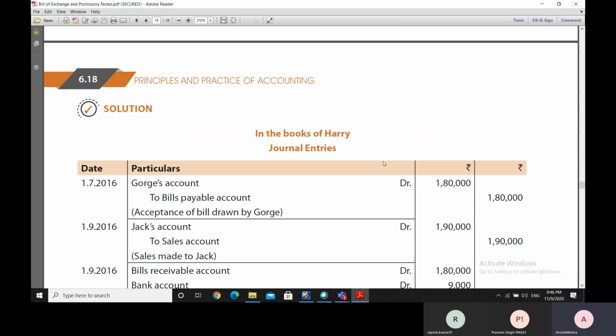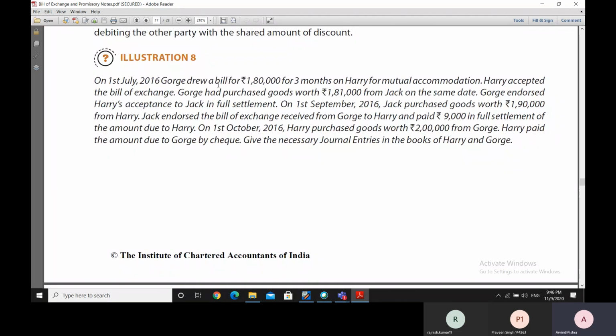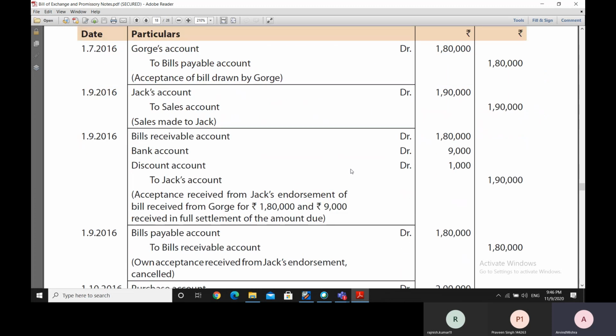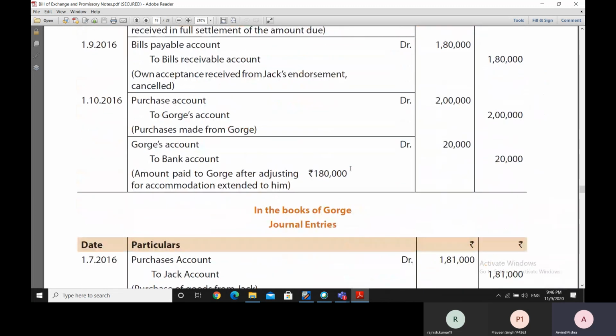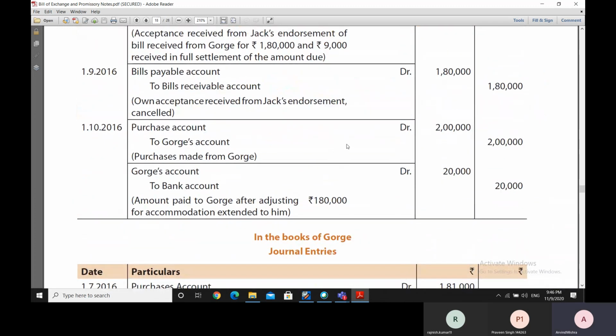As you can see here, George had drawn a bill of 1,80,000 rupees on the accommodation basis to Harry, and in the end what is happening is that Harry is making a purchase from George, so that bill will be used to make this payment of 1,80,000 rupees, and 20,000 rupees separately paid into the bank account.